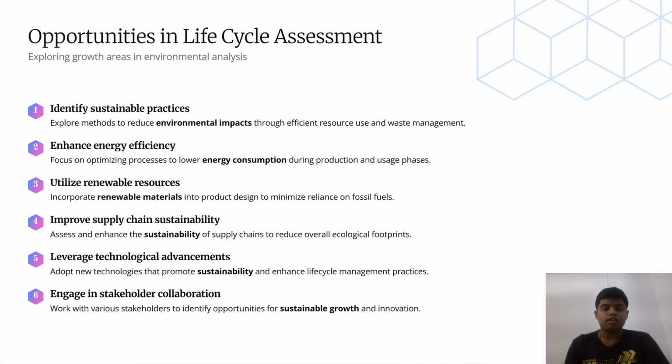Third one is utilize renewable resources. Incorporate renewable materials into product design to minimize reliance on fossil fuels. Fourth one is improve supply chain sustainability. Assess and enhance the sustainability of supply chains to reduce the overall ecological footprint. Fifth one is leverage technology advancements. Adopt new technologies to promote sustainability and enhance life cycle management practices.